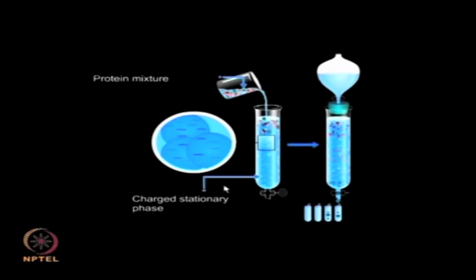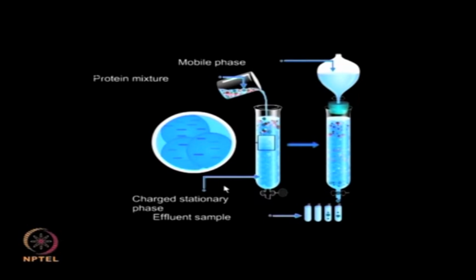The protein mixture, the unpurified protein mixture, which consists of proteins of different net charges, is loaded onto the column. The proteins having charges opposite to that of the stationary matrix will bind to it, while the remaining proteins will be eluted. Mobile phase: the proteins are eluted out of the column by using a suitable mobile phase, and then samples are collected in different fractions. The solution leaving the column can be collected in suitably sized fractions for further analysis.